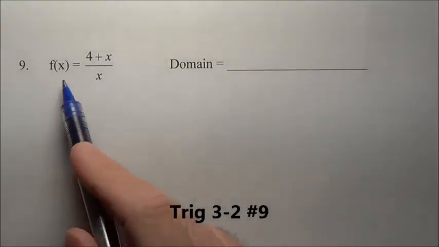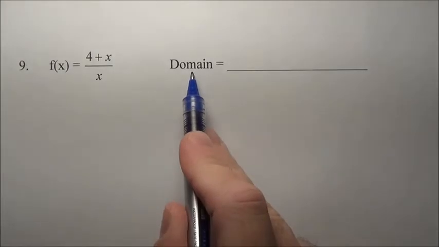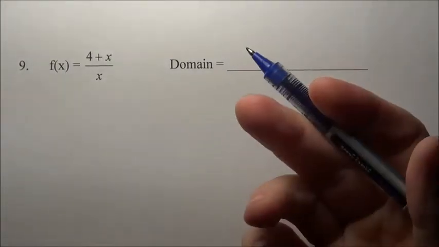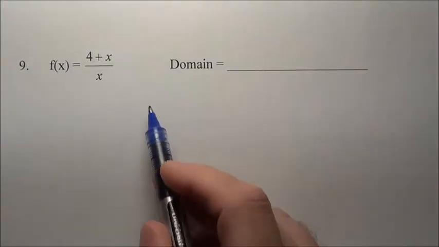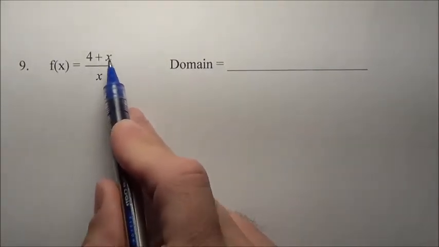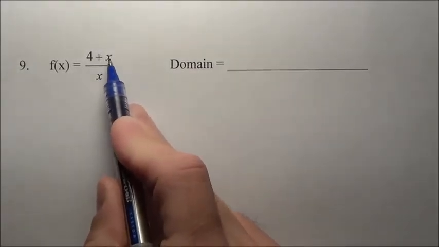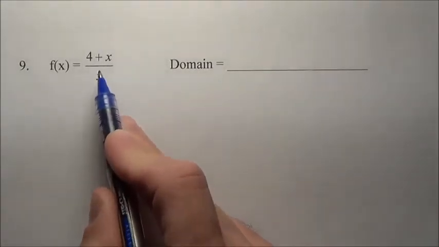Problem 9, it says f of x is equal to (4 + x) over x and wants to know what is the domain. Now remember, the domain is simply saying who are the x's? Who can the x values be? Is there a restriction? Well, in this case, x can be anything. I could plug in a 1 here and get 5 over 1. I could plug in 2 and get 6 over 2. I could plug in 100, get 104 over 100.